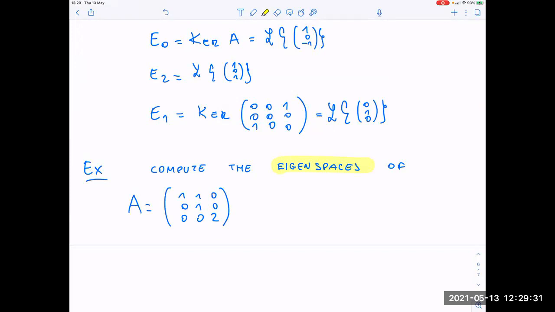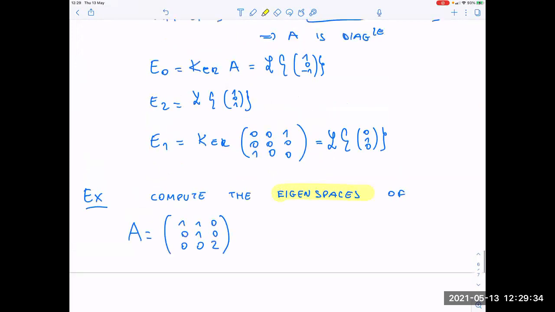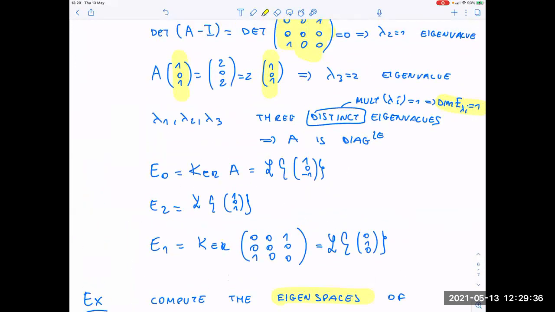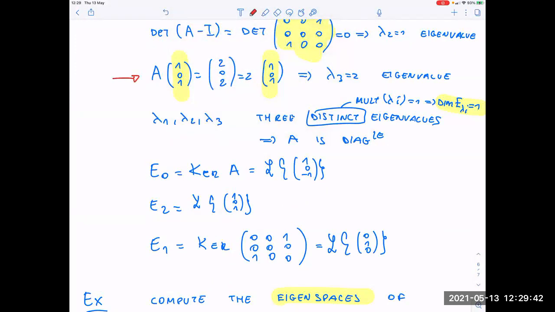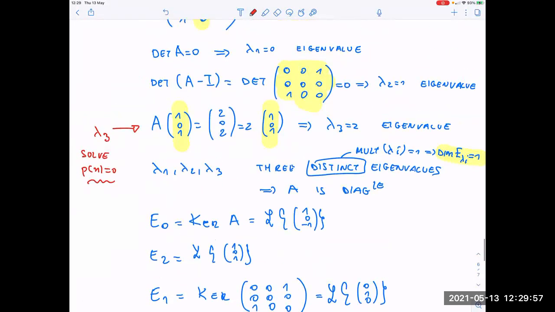So someone asked about getting E_lambda_3. Well, in this case, it was just by this observation. This is what produced lambda 3, but the method is to solve p(x) equals 0. It is a degree 3 polynomial of which you know already one root, because you know that 0 is an eigenvalue. So it's very simple then to find the other two roots, because the degree of the characteristic polynomial is 3.